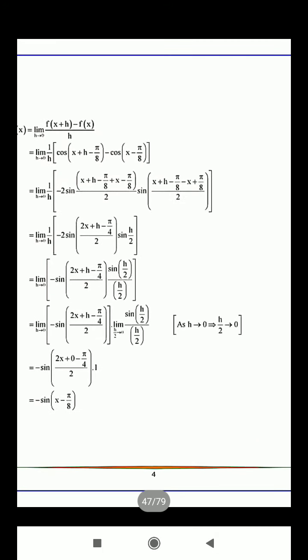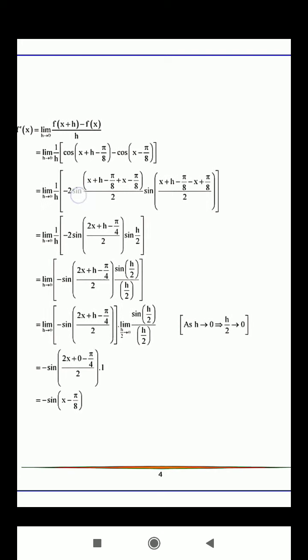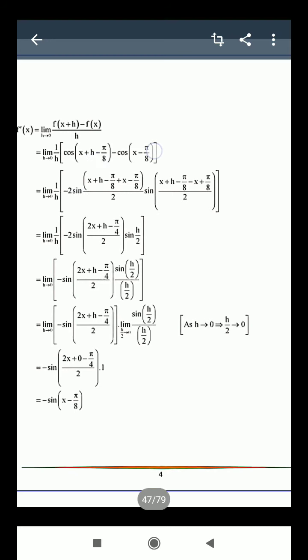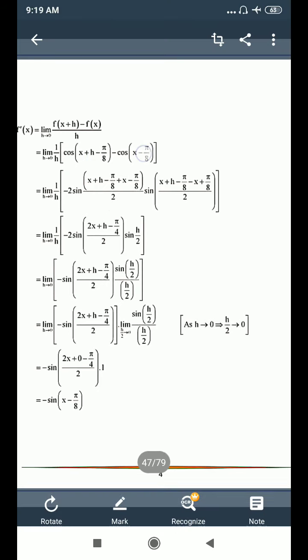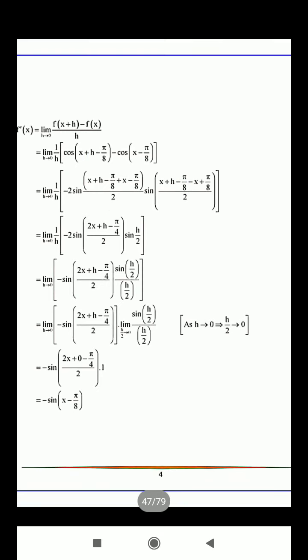In the first principle, f dash x is limit h tends to 0, f(x plus h) minus f(x) divided by h. In this you put the values of f(x plus h) and f(x). Both the values we have replaced. Now this is cos c minus cos d. The formula for cos c minus cos d is minus 2 sine (c plus d) by 2 sine (c minus d) by 2. So it is minus 2 sine this plus this divided by 2 sine this minus this divided by 2.